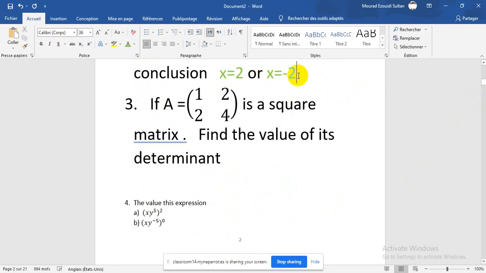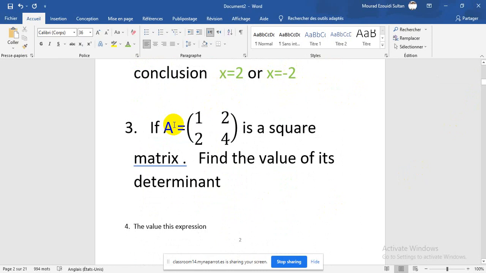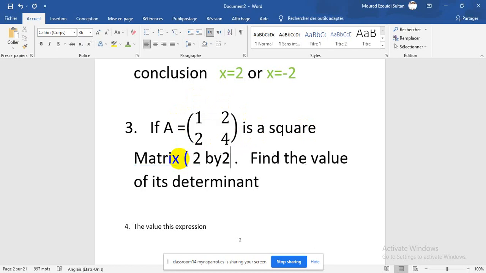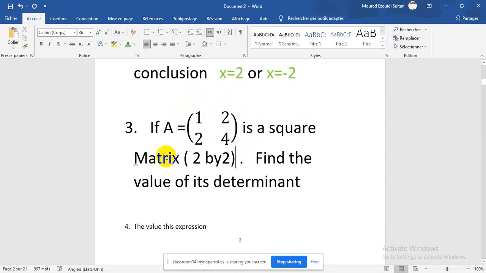Who can read? Suppose that A is the matrix 1, 2, 2, 4. It is a square matrix. Why? Because it has 2 rows and 2 columns. Square matrix means, between parentheses, 2 by 2, meaning 2 rows by 2 columns. Clear?